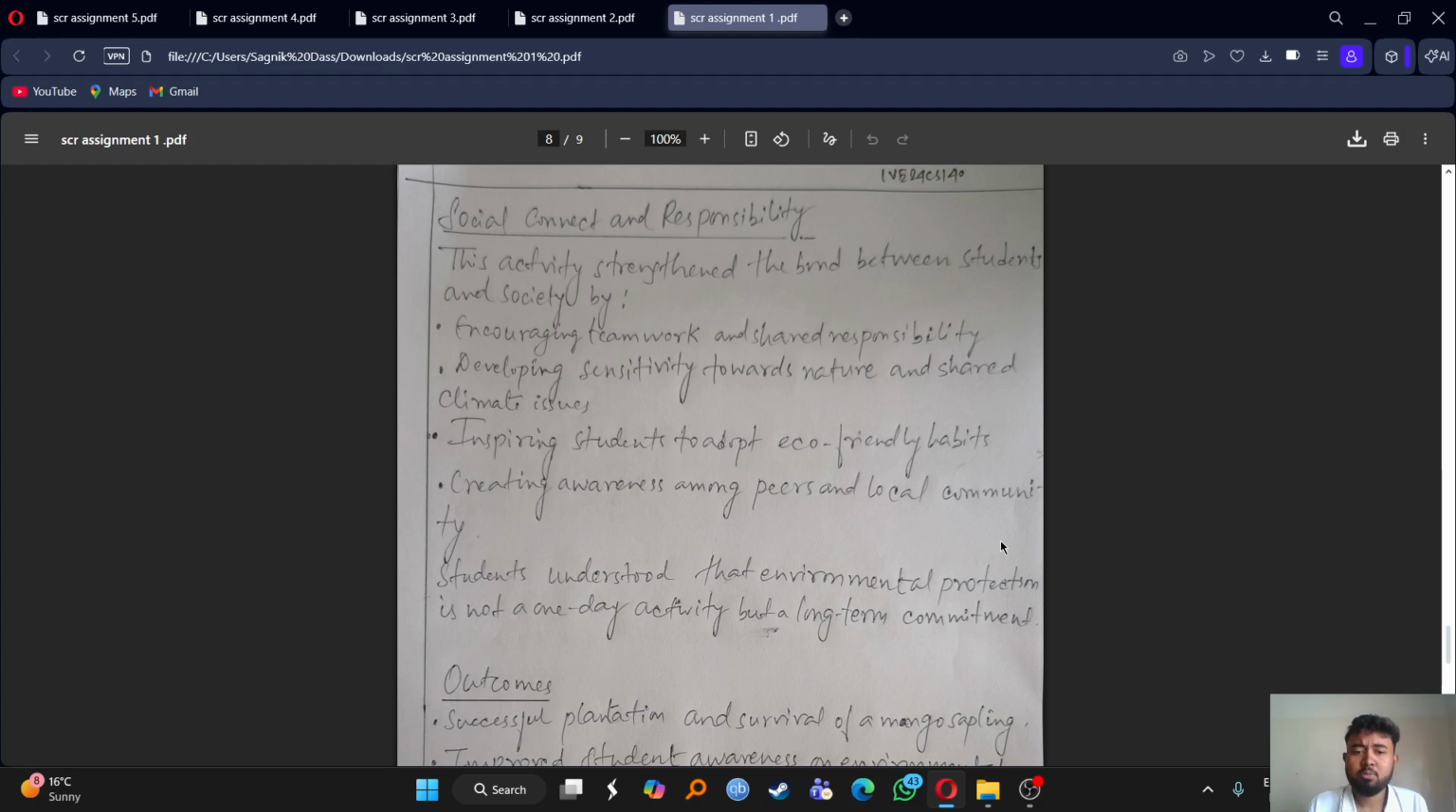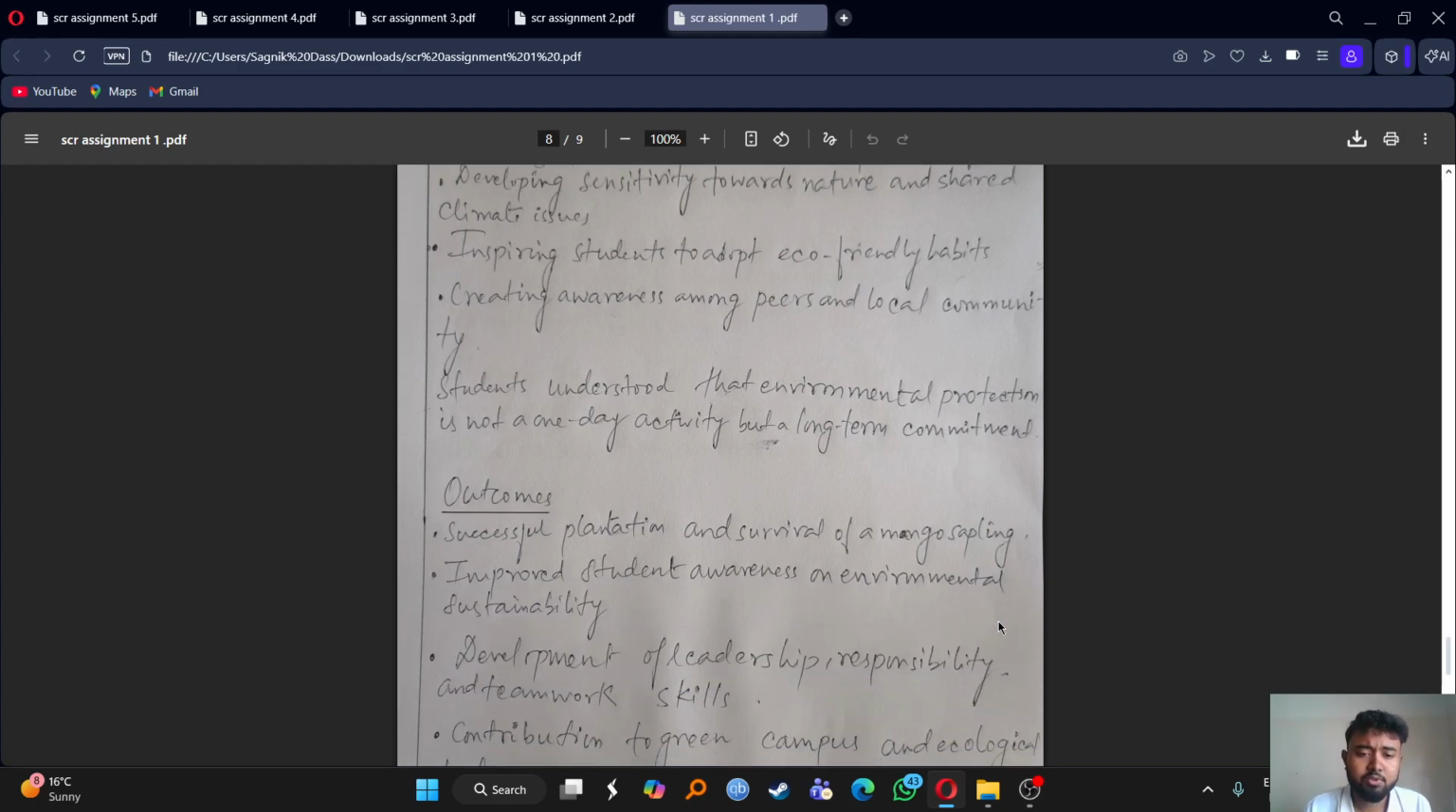Social connect and responsibility, as I already said. Not only the students will be using the plant in the future, many local people will be using the plant. There are a number of long-term usages of mango.